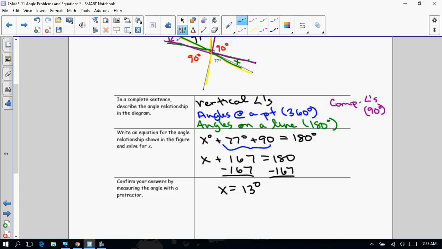Now, if you'd done this with a 90, you would have had x plus 77 equals 90, right? And you would have gotten the exact same thing. You would have gotten 13. Guess what? If I'd done it around the whole entire point of 360 degrees, I still would get 13. It just depends on how your brain sees it. Set it up the way that makes the most sense to you, okay?